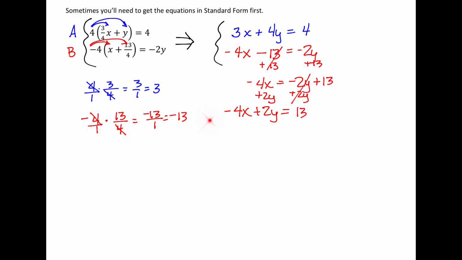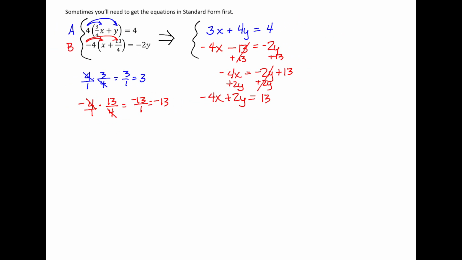Okay, so this red equation is going to replace this red equation with this blue one and become our new system. Okay, so that becomes this: 3x add 4y equals 4. And this one's going to go up there now, right? Negative 4x add 2y equals 13. Okay, now that we have the system in standard form, now we can think about what we're going to do with it.